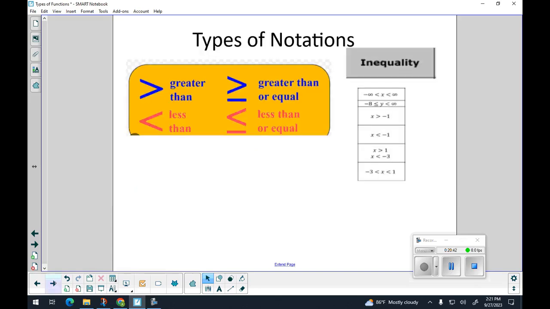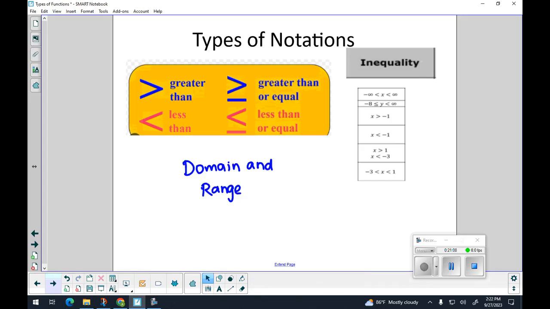Okay, let's talk about different types of notations. And so let's first talk about inequality notations. We should know the alligator from elementary, maybe even middle school: greater than, less than, greater than or equal to, and less than or equal to. We use this to talk about domain and range of different types of functions. So we want to be familiar with these different types of notations.